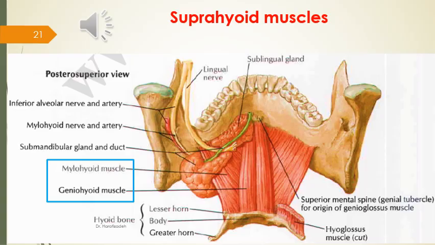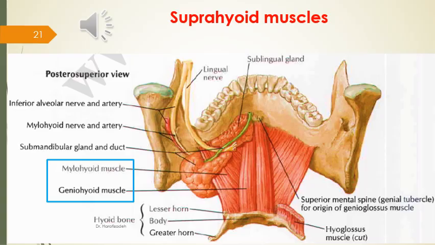If you look at the image, you can also see its relations. On its superior surface lies the geniohyoid muscle. On its inferior surface lies the anterior belly of the digastric muscle. There is also a space here that is called the submandibular space. The submandibular gland rests on the inferior surface of the mylohyoid muscle.